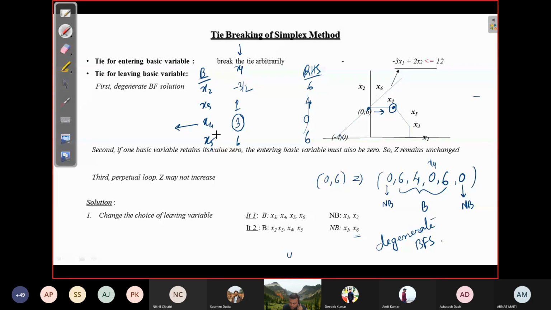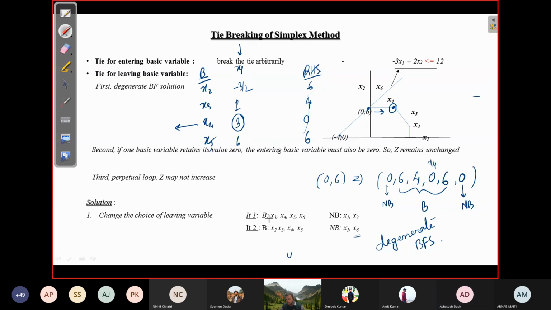Sometimes, okay. But sometimes it may also happen that if you just change your choice, so when you had a tie in the minimum ratio, you had chosen x6 to leave, right? Instead of this, if you had chosen x4 to leave, then you would not get stuck here, because then x6 will be in the base, and you will easily get this point where x6 has some positive value. So you also try this out later. At the first iteration, instead of choosing x6 to leave, you choose x4, the other one, and you will see that the simplex method progresses very smoothly and you get the optimal solution, right?